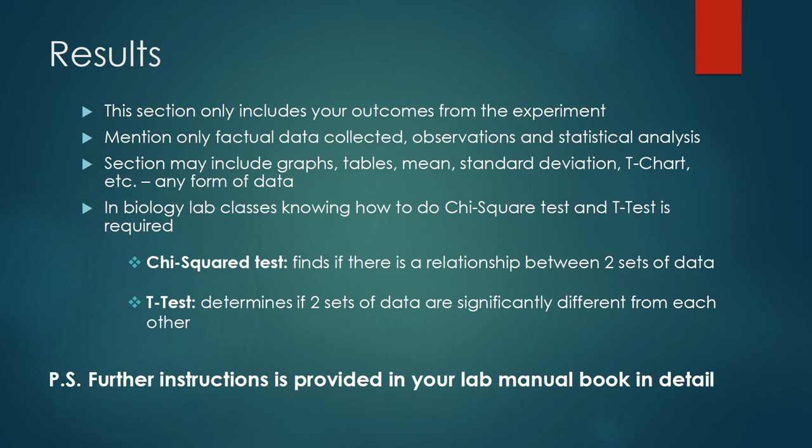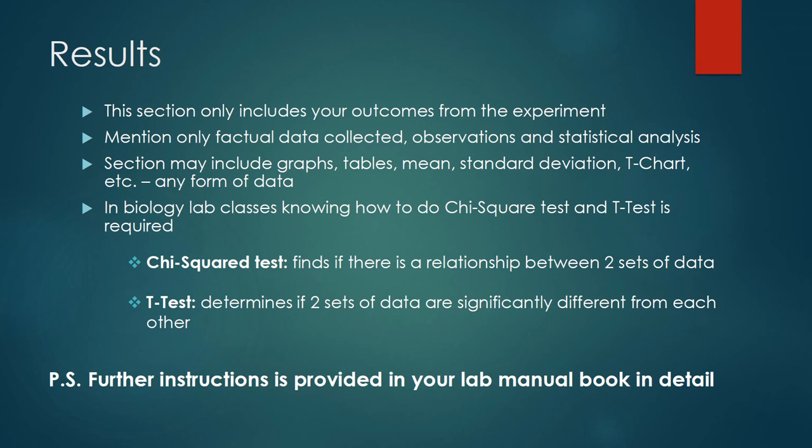So moving on to the results. This section only includes your outcomes from the experiment. Mention only factual data collected, observations, and statistical analysis. Sections may include graphs, tables, mean, standard deviation, the t-chart, etc., or any form of data. In usually biology lab classes, knowing how to do chi-square test and t-test is required. The chi-square test actually finds if there's a relationship between two sets of data, whereas the t-test determines if two sets of data are significantly different from each other.